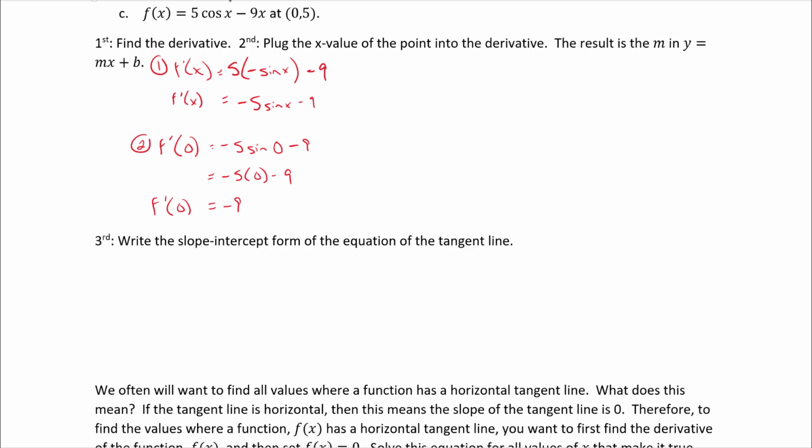And then same idea, y equals mx plus b. Use a point we know, in this case 0, 5. So 5 is equal to our slope, negative 9, times 0 plus b. 5 is equal to b. So we know our tangent line has the equation y equals negative 9x plus 5.